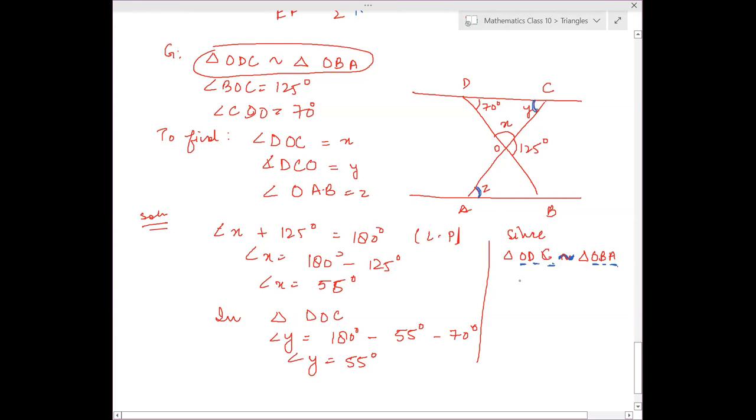Good. All right, Hamna. So angle DCO is equal to angle OAB. Yeah, so angle 55 degrees will be equal to angle OAB. So that's what you were supposed to find. Yes.